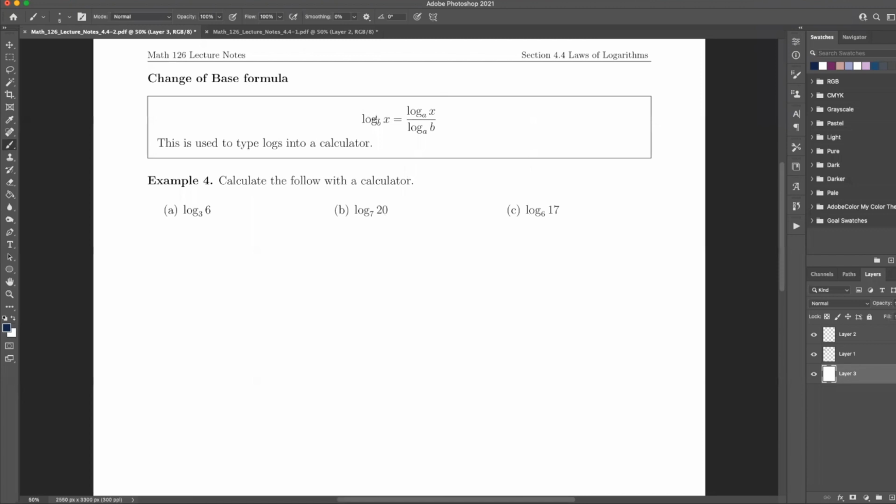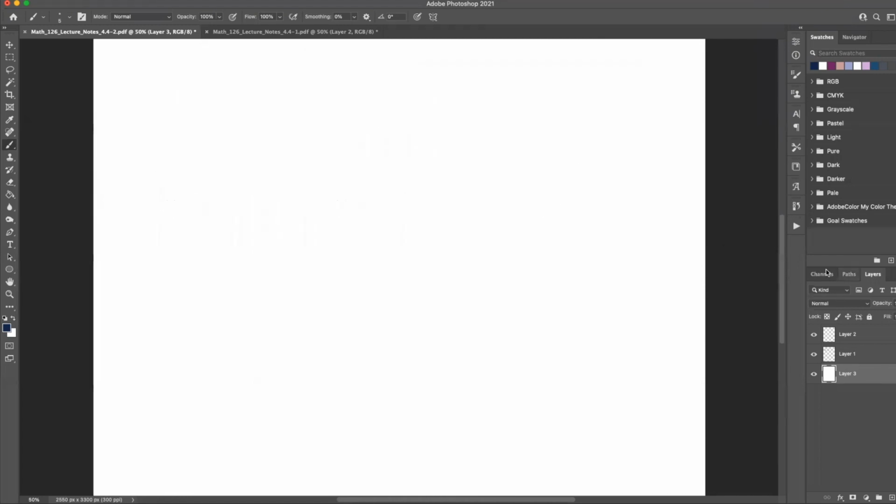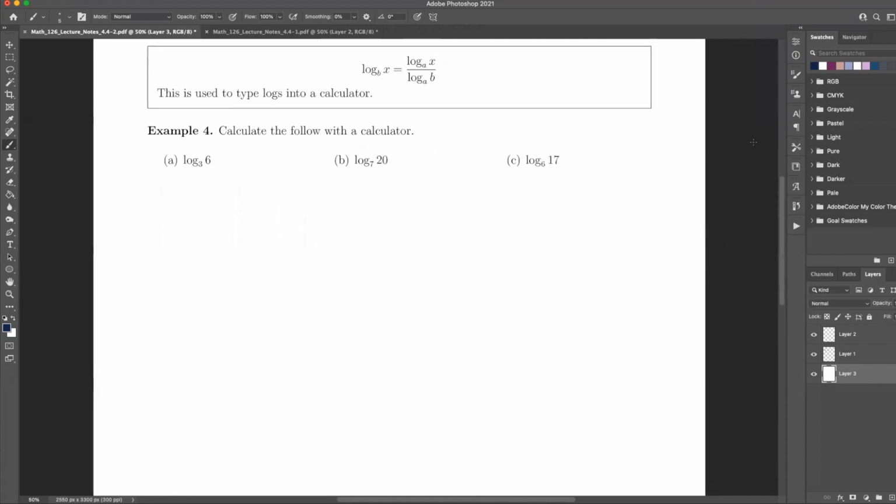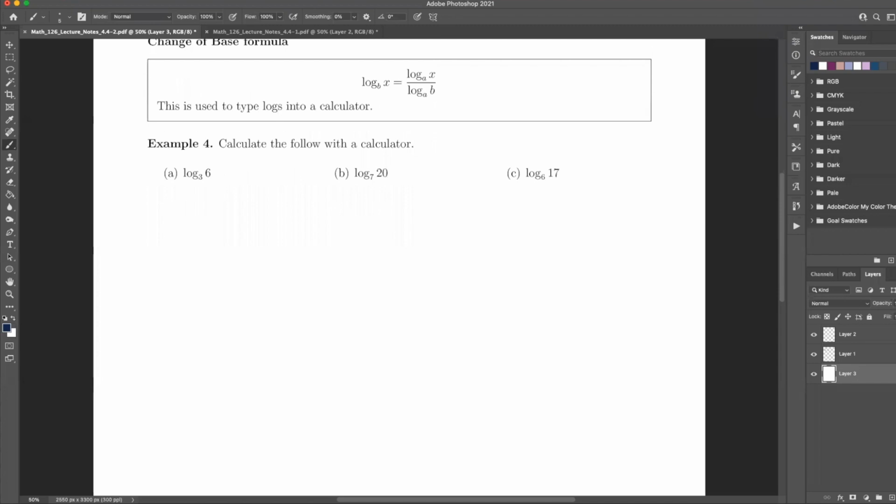So here we have log base b of x. Well, I can write that as log base a of x over log base a of b. So this is the same as this. So what do we use this for? What we use this for is to calculate log base 3.